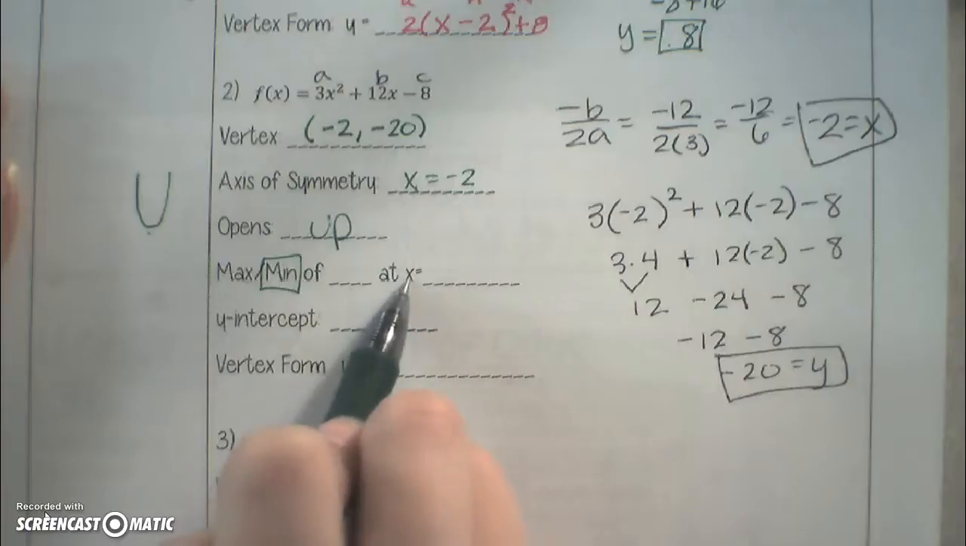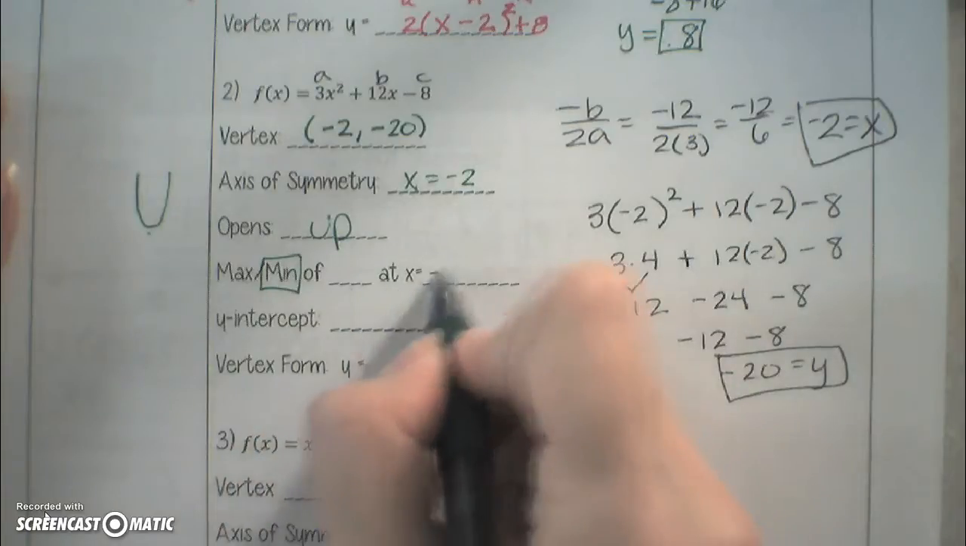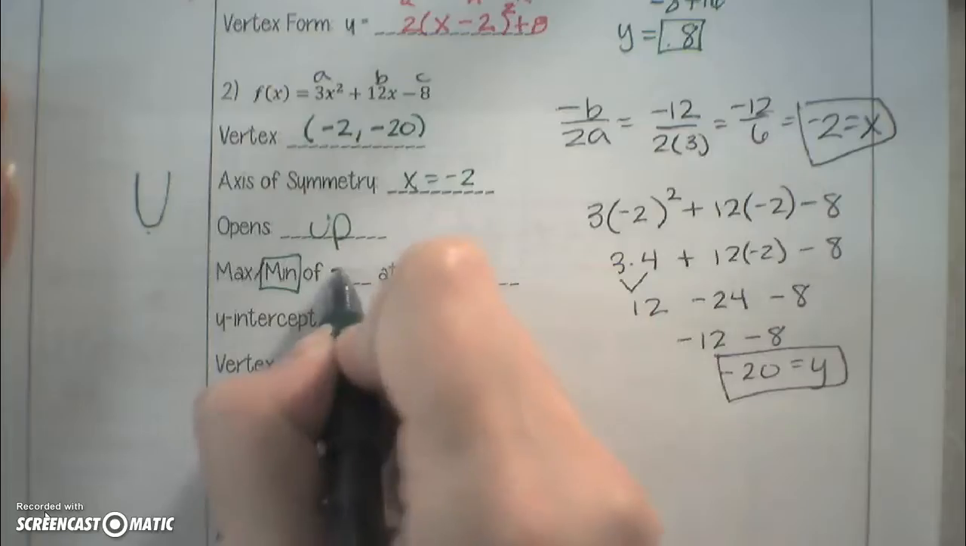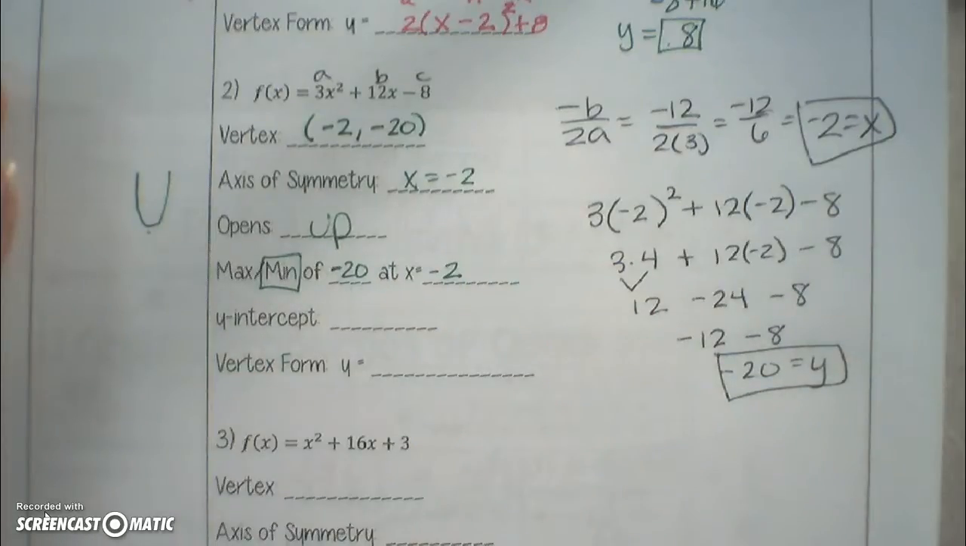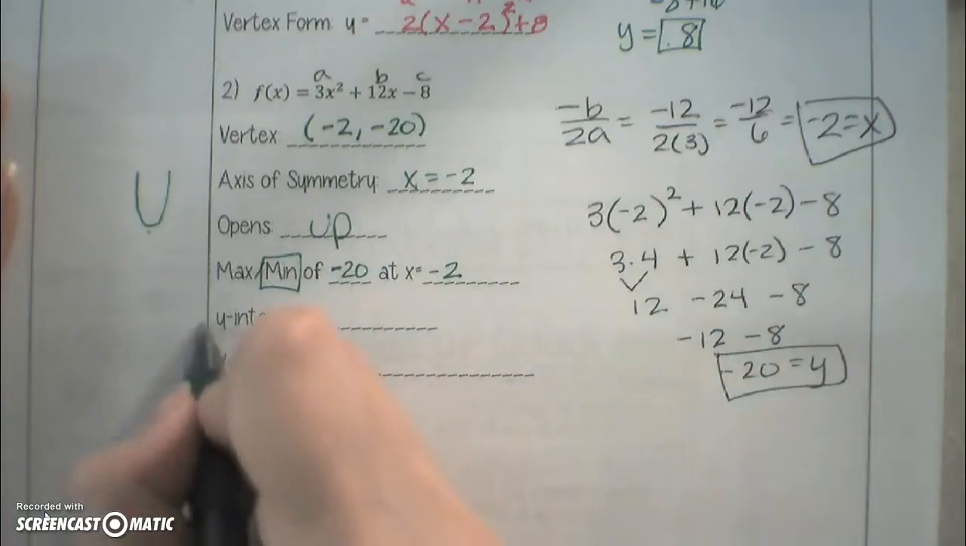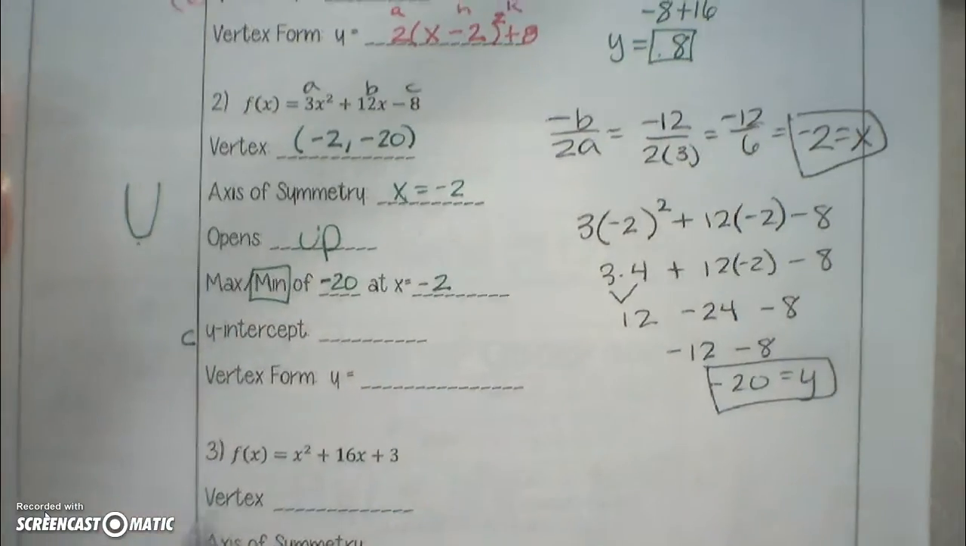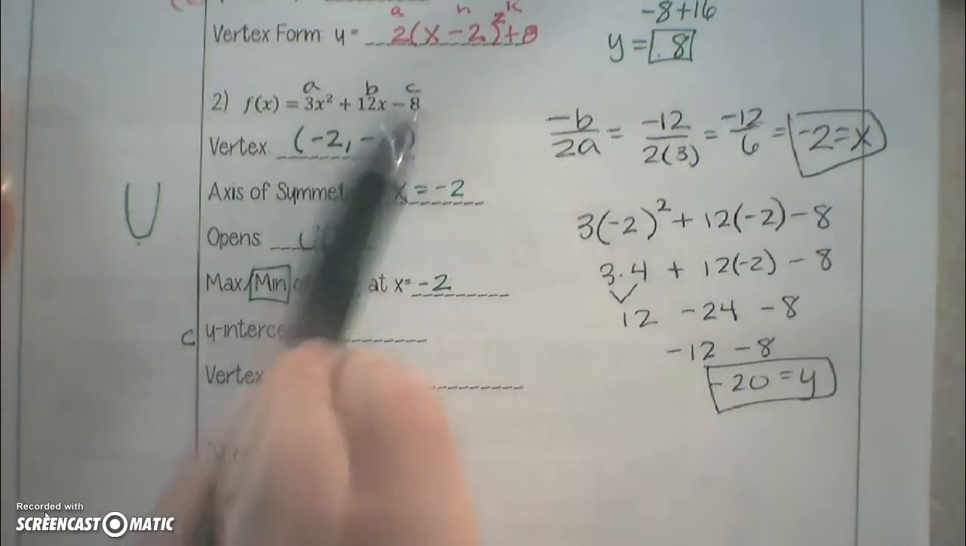It's easy to remember because this says x equals, doesn't it? And we know x equals negative 2, so our y value, negative 20, should go here. The y-intercept is our c, so where is it going to touch that y-axis at? Oh, negative 8.